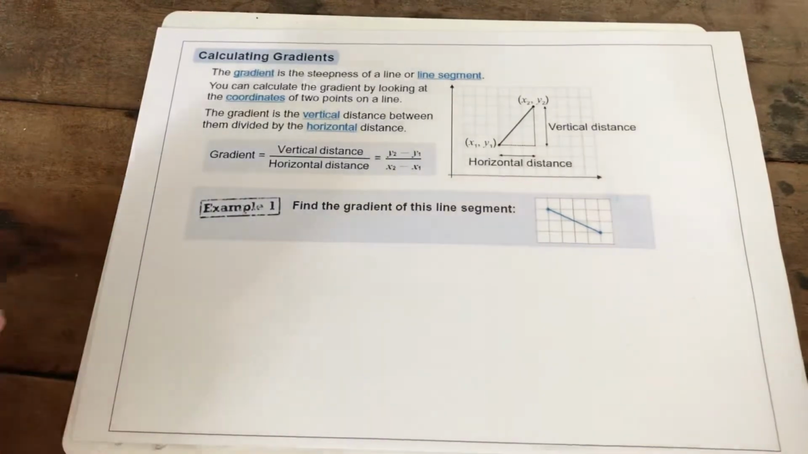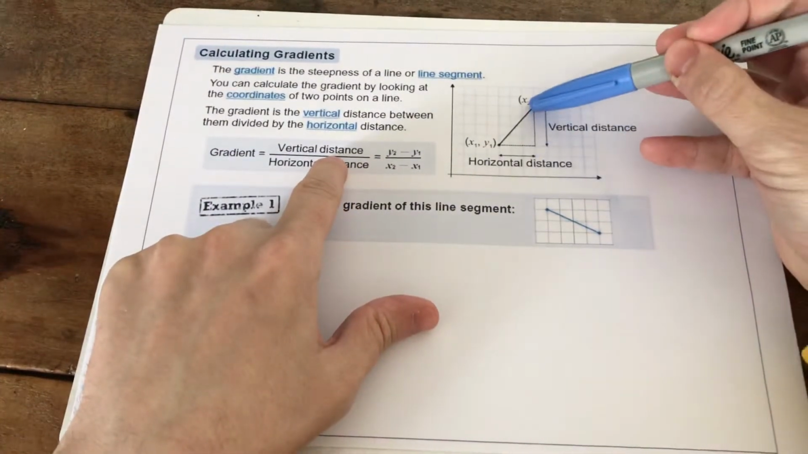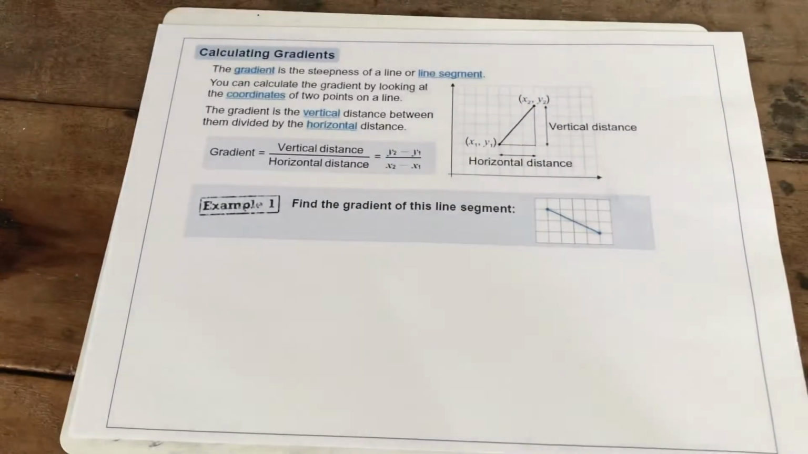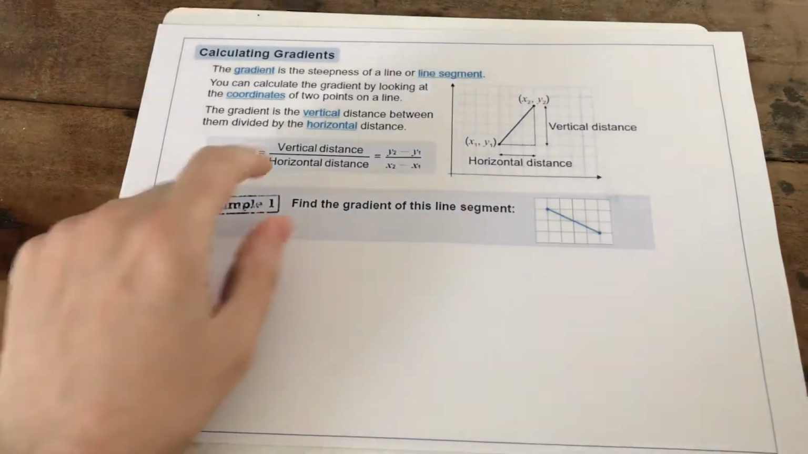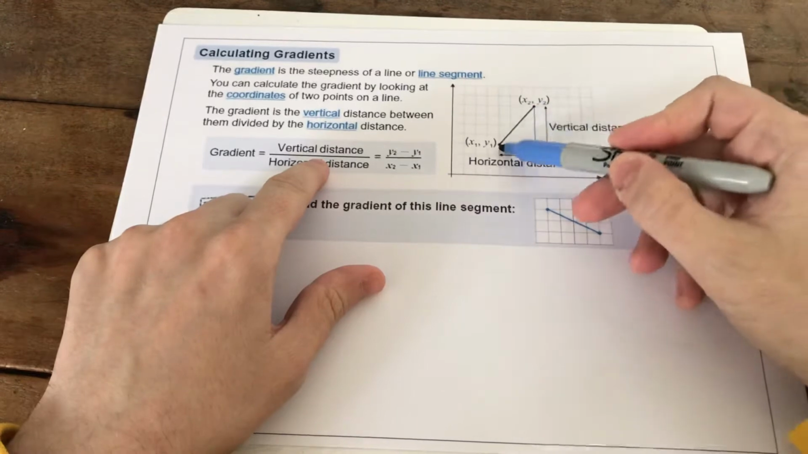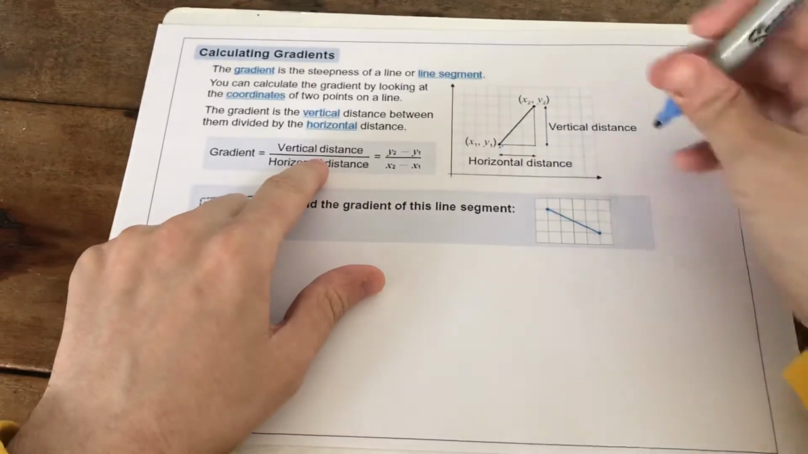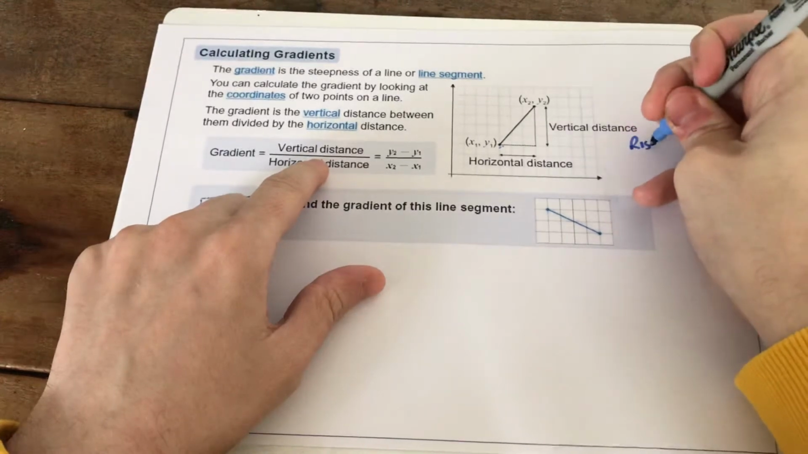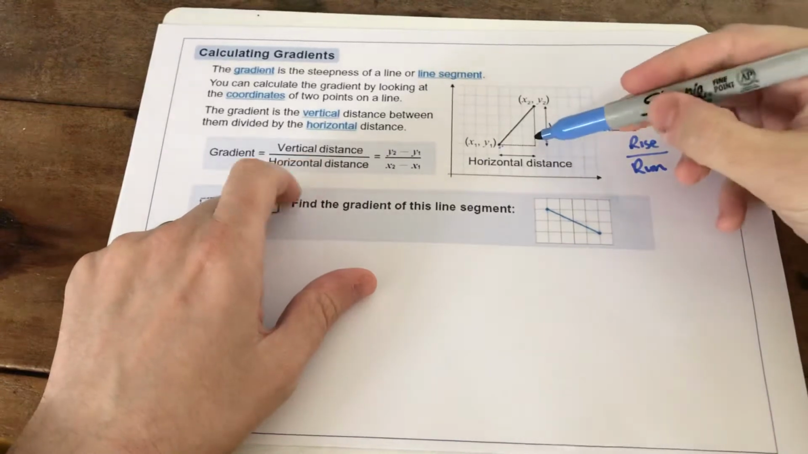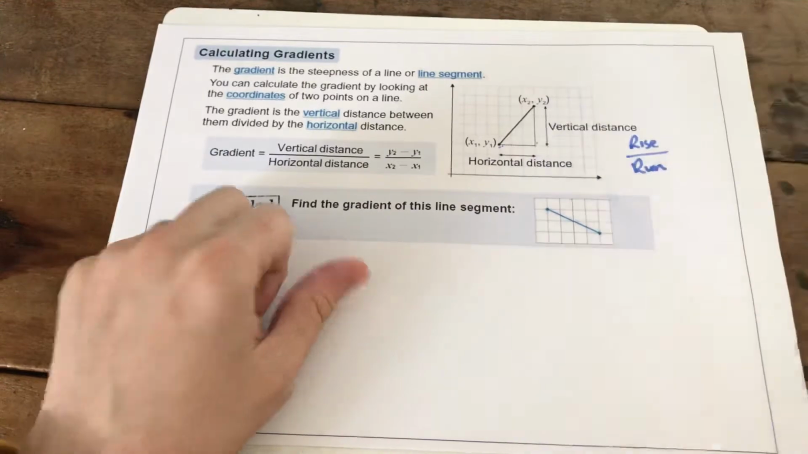Now, to find gradient, what we do is we work out the vertical distance, how far our line has gone up, and we divide it by our horizontal distance. And we find that by looking at the difference of these between 2 points. So you would choose 2 points on a line and you would use that to work it out. Now, sometimes we call this rise over run, because it's saying how much you rise and we're dividing it by how much it goes along.